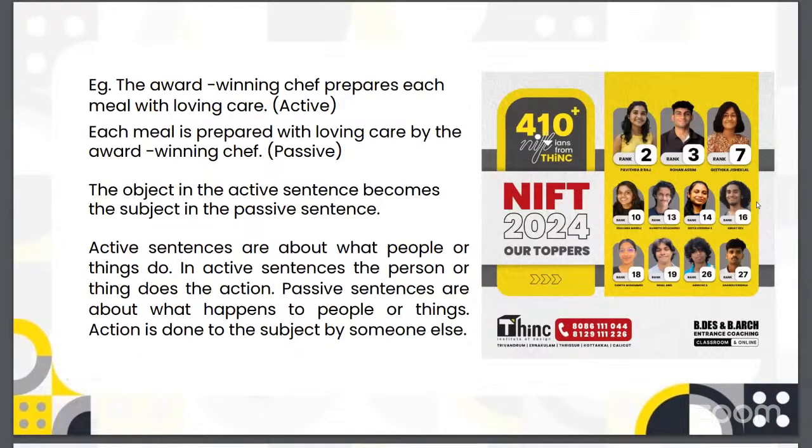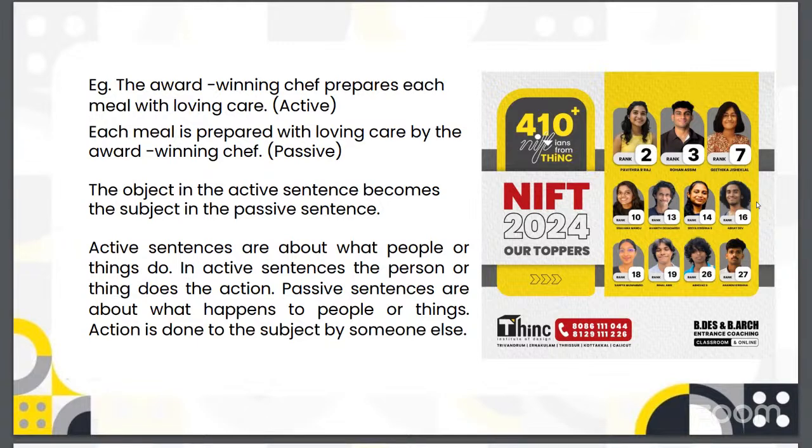Now, for example, I've given you a sentence. The award-winning chef prepares each meal with loving care. So here it is an active voice sentence because the importance is given to the subject, or the doer, of the sentence. Who is the doer here? The doer here is an award-winning chef. The chef is the subject here. And award-winning is an adjectival phrase that describes the chef, the noun or the subject of the sentence.